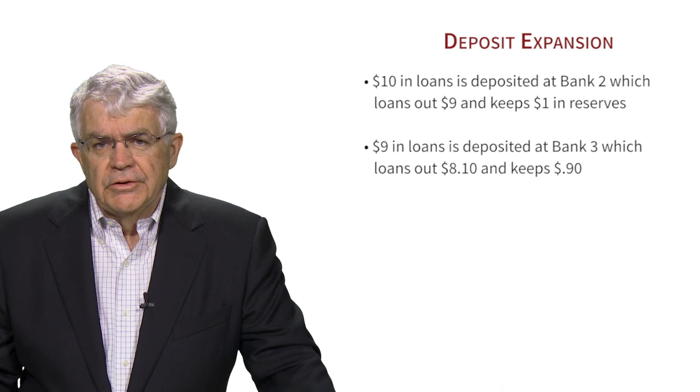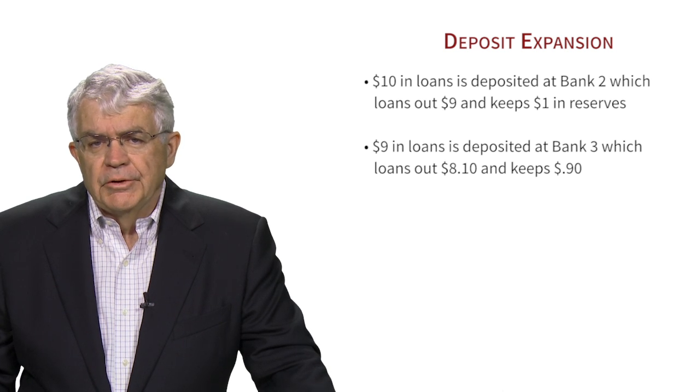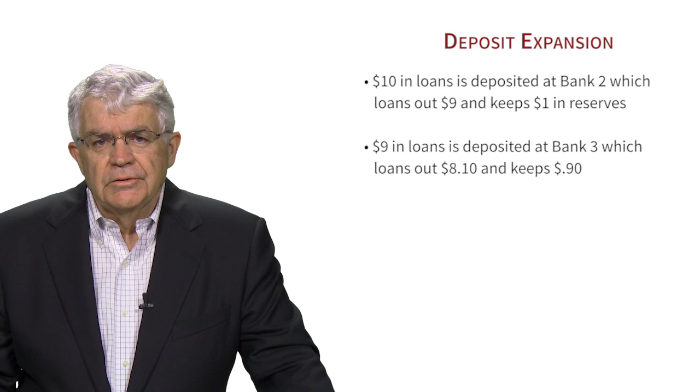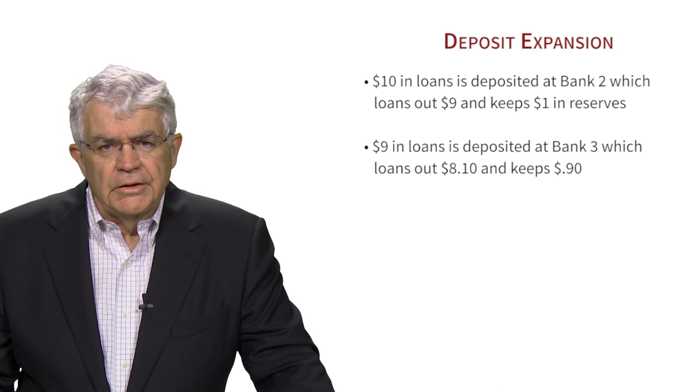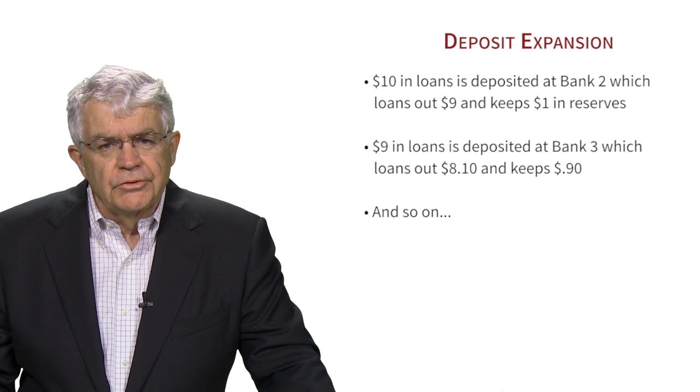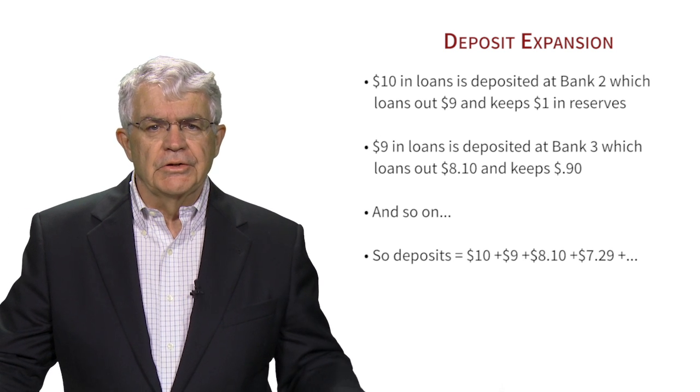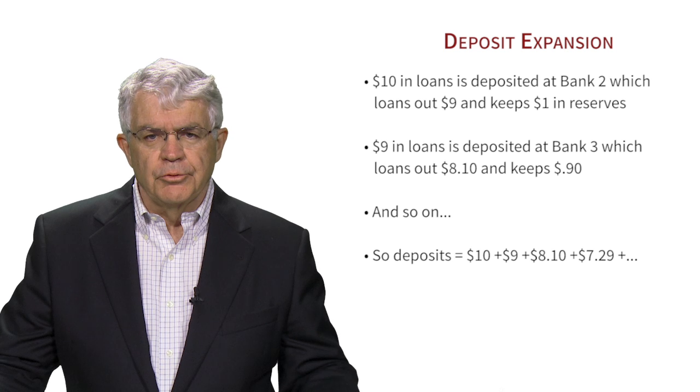Suppose that 9 in loans is deposited at Bank 3. Well, Bank 3 is going to make the same calculation. It only has to keep 10% of the 9 increase in deposits, and so it'll keep 90 cents and loan out 8.1, and so on. So deposits actually are increasing from 10 and then 9 and then 8.1, etc.